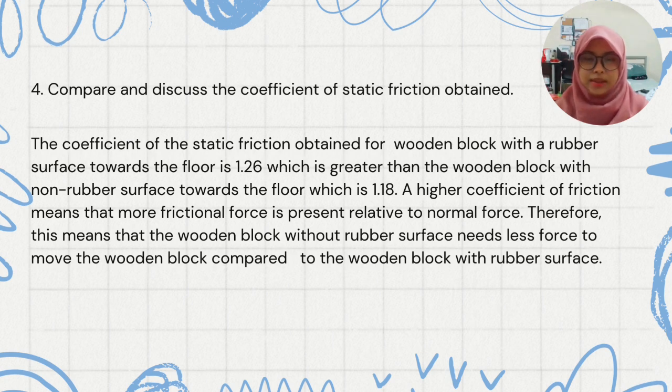Now, last but not least, compare and discuss the coefficient of static friction obtained. The coefficient of static friction obtained for the wooden block with a rubber surface towards the floor is 1.26, which is greater than the wooden block with non-rubber surface towards the floor, which is 1.18. A high coefficient of friction means that more frictional force is present relative to normal force. Therefore, this means that the wooden block without rubber surface needs less force to move compared to the wooden block with rubber surface.